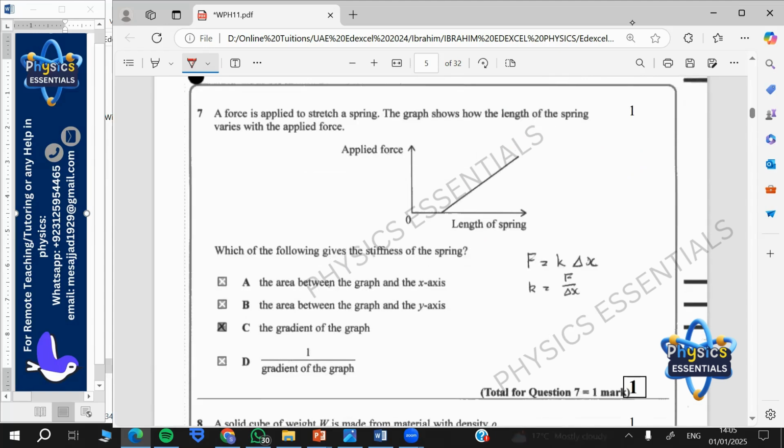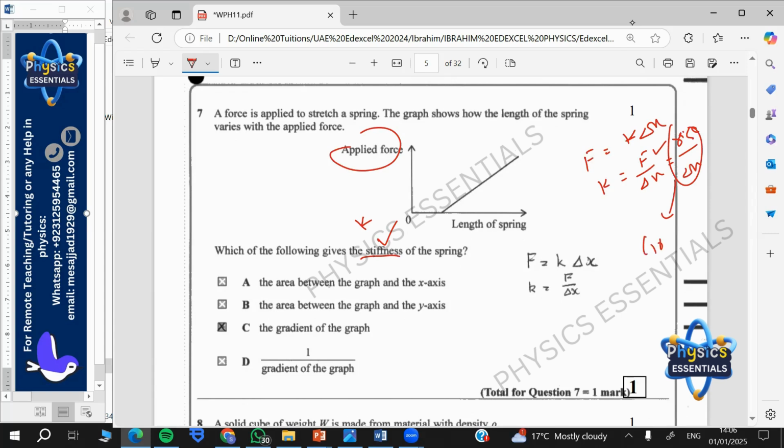Okay. So here they ask which of the following gives the stiffness. Stiffness means K, right? So F equals K delta X, right? And K is actually equal to F over delta X. So here Y will give you a rise and delta X will give you run. So rise over run is actually gradient.